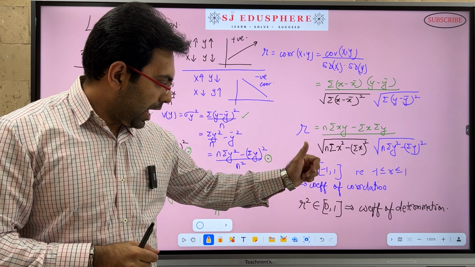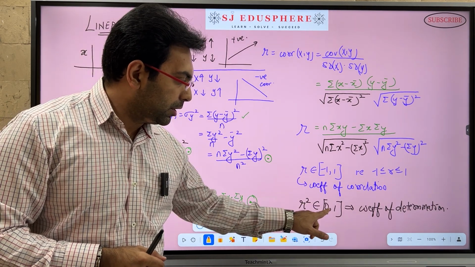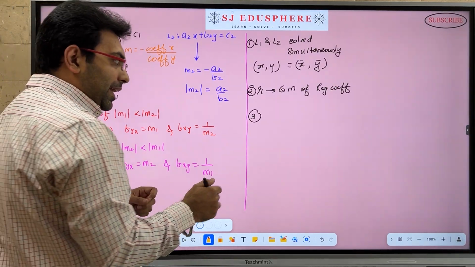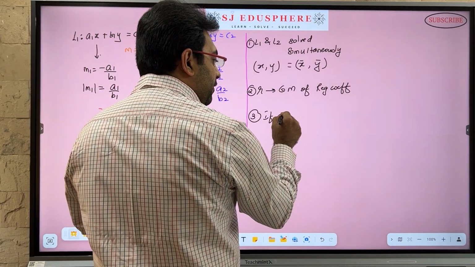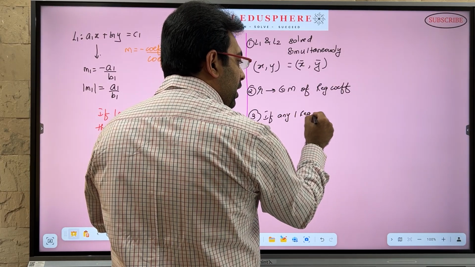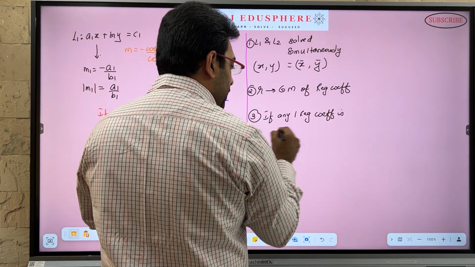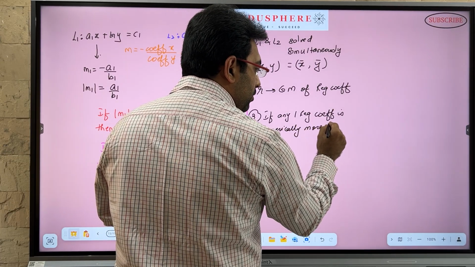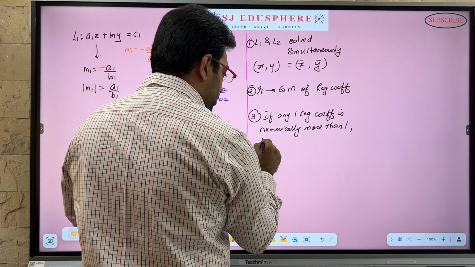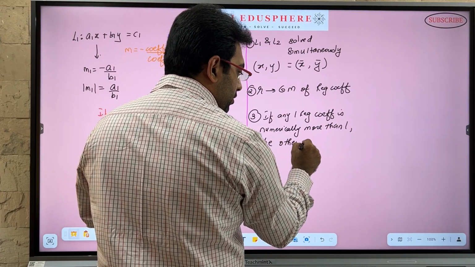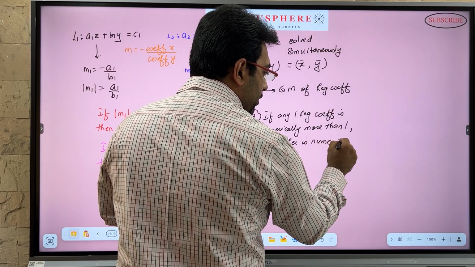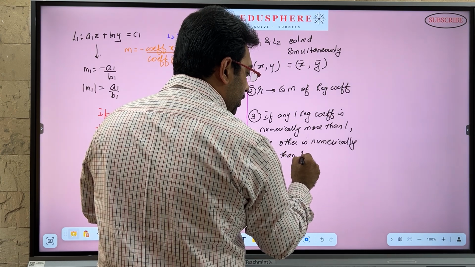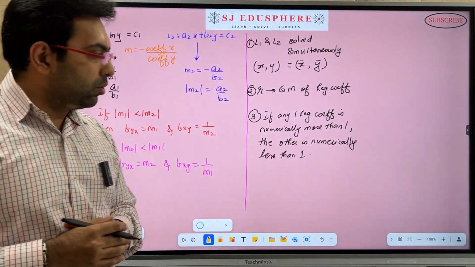Similarly, I am saying that with the rule which says that correlation has to be between -1 and 1, and with my coefficient of determination to be between 0 and 1, if any one value of byx and bxy is greater than 1, if any one regression coefficient is numerically more than 1, the other is numerically less than 1. That allows me to bring down their product between 0 and 1.